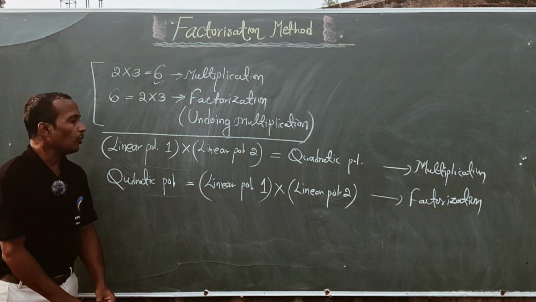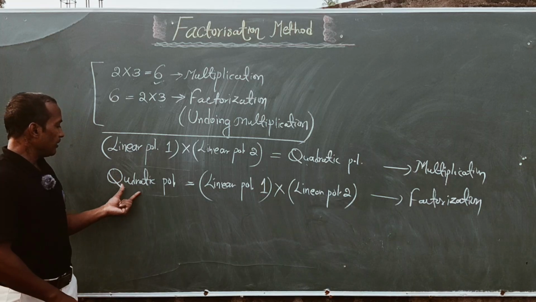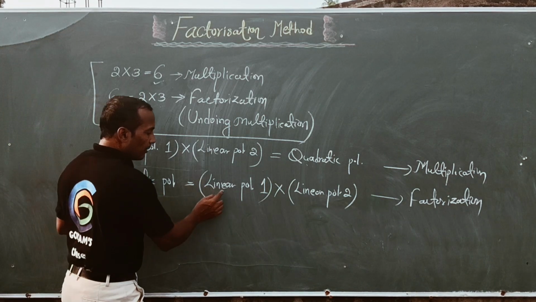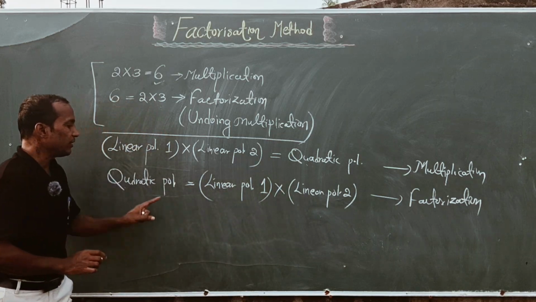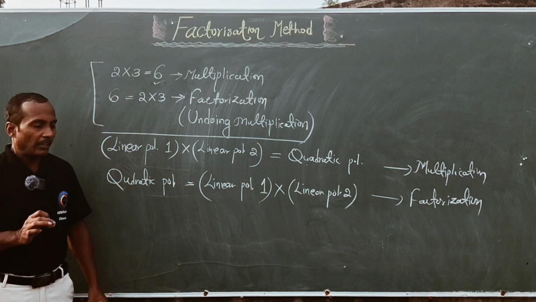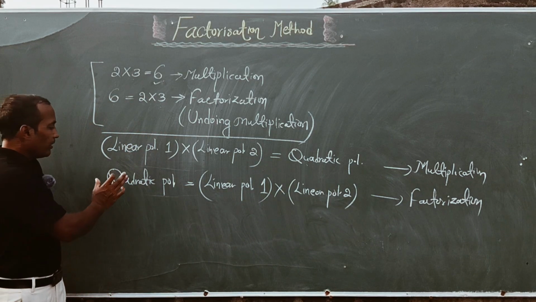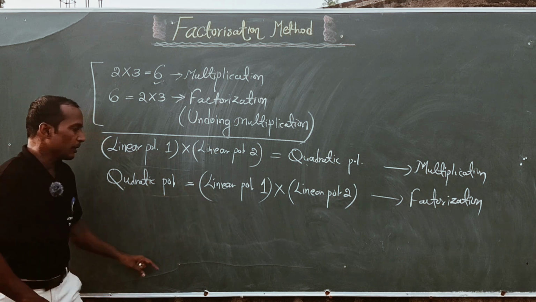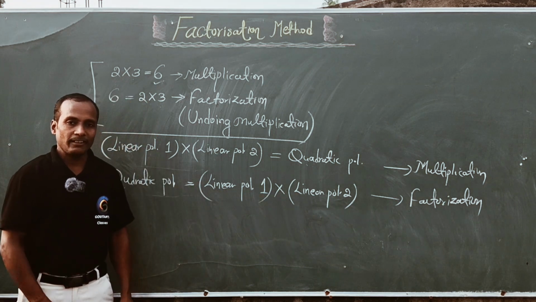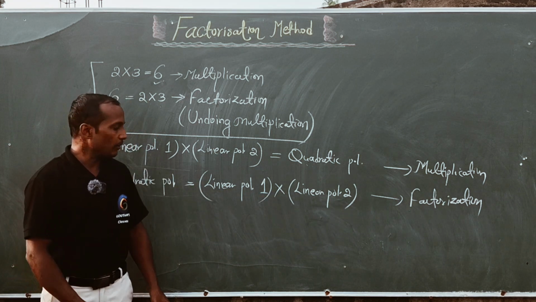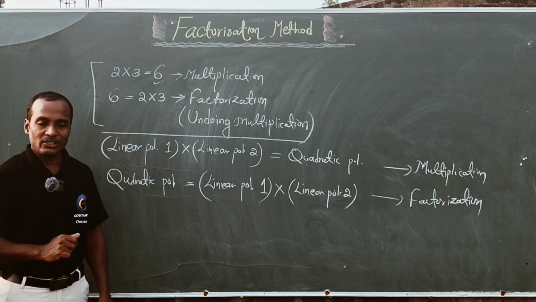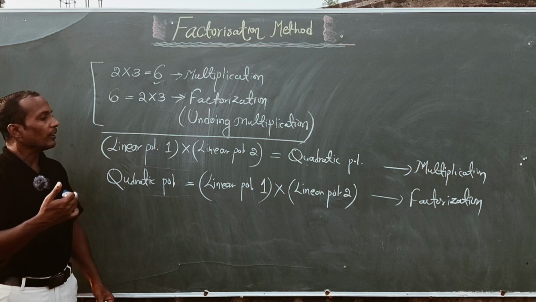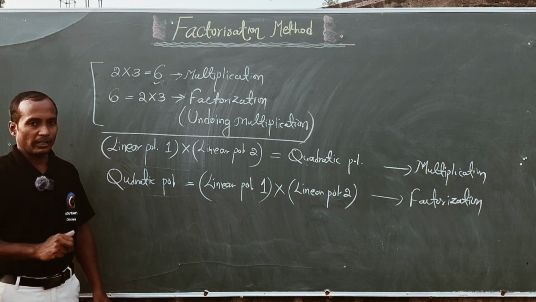Alright, so hope you are clear. We expressed here the quadratic polynomial as a product of the linear polynomial 1 and linear polynomial 2. This step will be called as factorization. Now, one question. Can we always express quadratic polynomial as product of two linear polynomials? Yes, we can always show it because a quadratic polynomial is product of two linear polynomials. That's it. Now let me explain all these things and discuss the next part through one example.